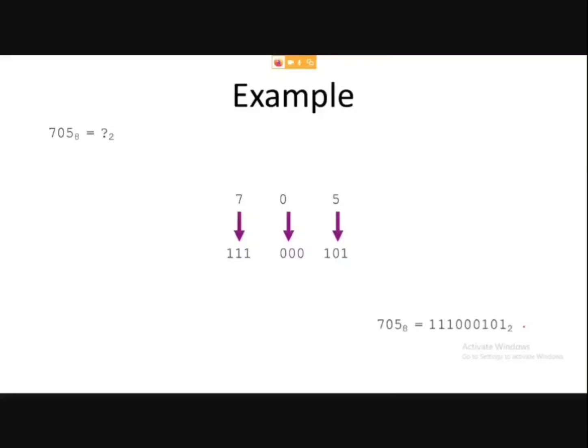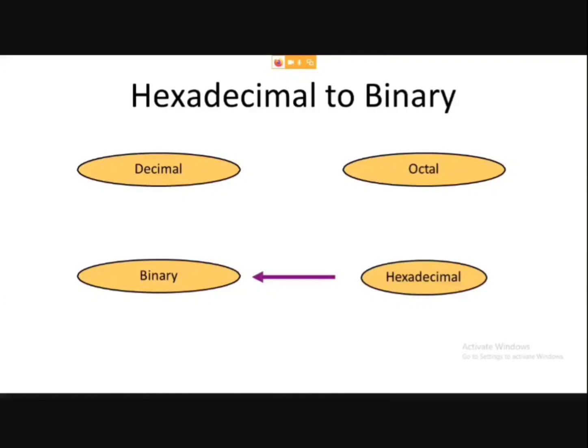So if I want to represent 705, which is in octal right now, in binary, then I have to simply do this. This 705 is in octal, and each digit is to be replaced by its 3-bit binary equivalent, like shown here. 7 is 111 in binary, 0 is 000 in binary, and 5 is 101 in binary. And when we club these three conversions, we get the binary equivalent of this 705 octal.